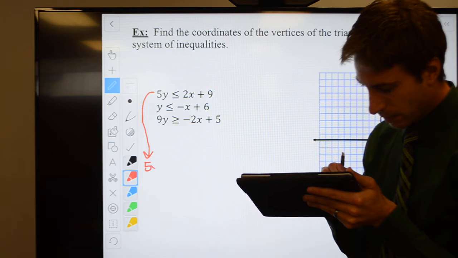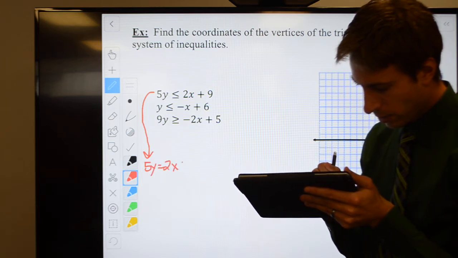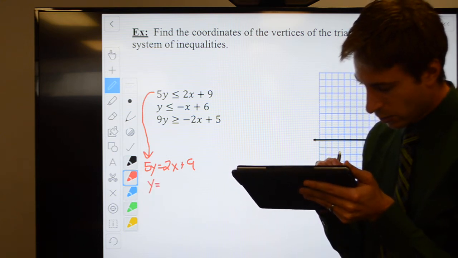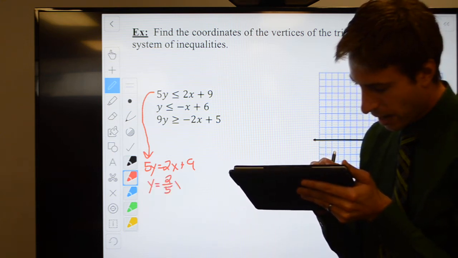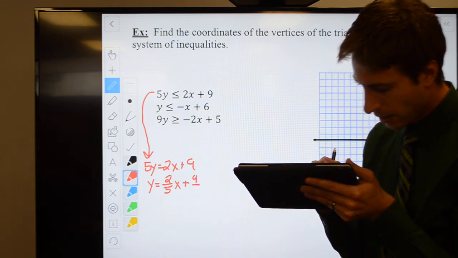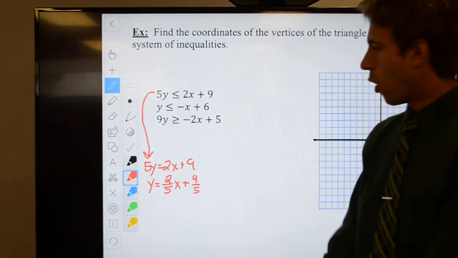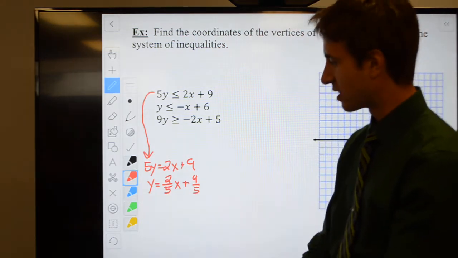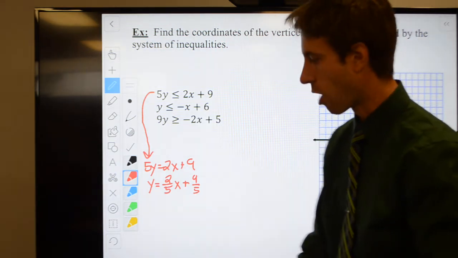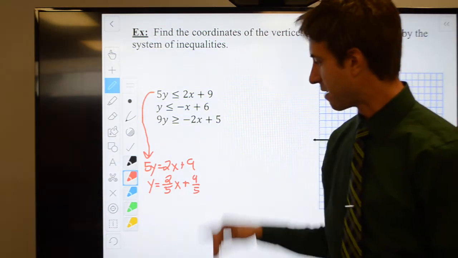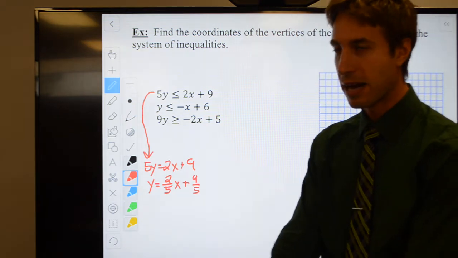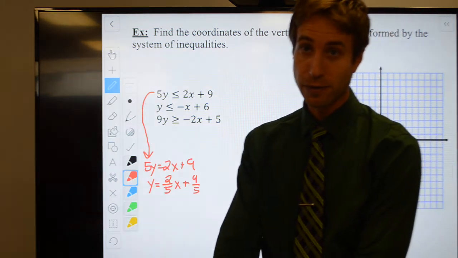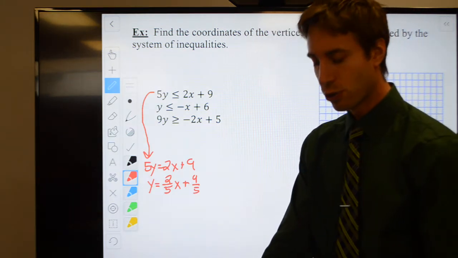5y is equal to 2x plus 9. I need to divide everybody by 5, which means that y is equal to 2/5 x plus 9/5. Okay, hold up a sec. This is a little ugly. That slope I'm perfectly okay with. It's a rise of 2 and a run of 5. No problem. What I'm not a big fan of is this 9/5. That's going to come out to be probably a pretty weird decimal, and it's going to make this incredibly difficult to graph. So here's a neat little trick for you.